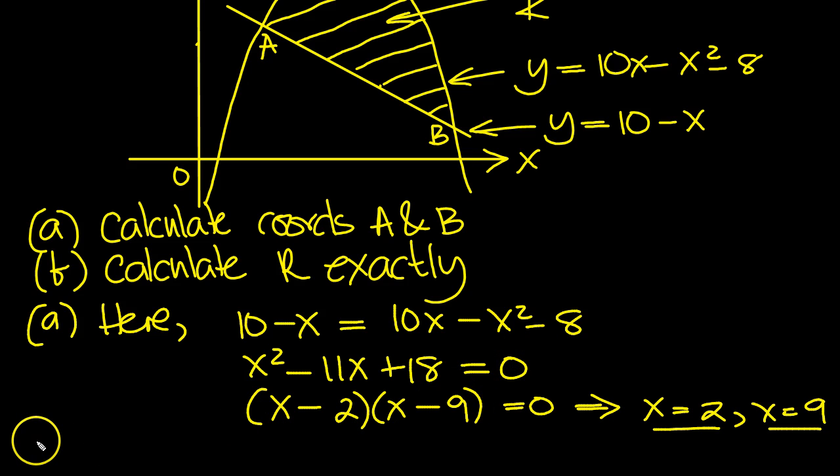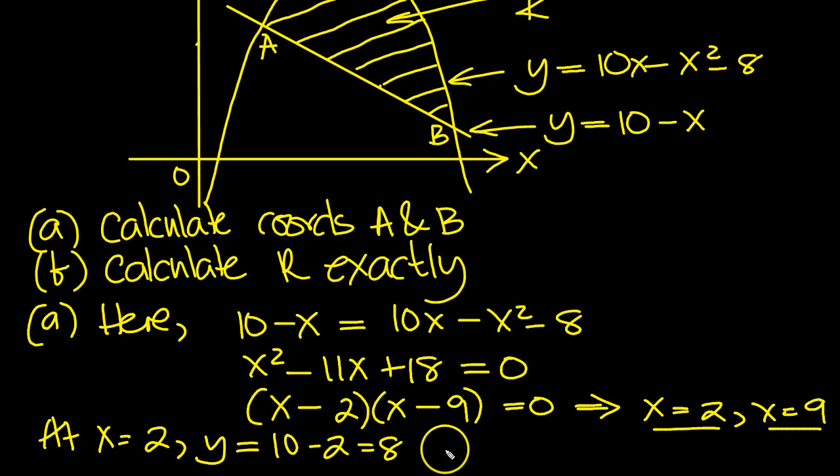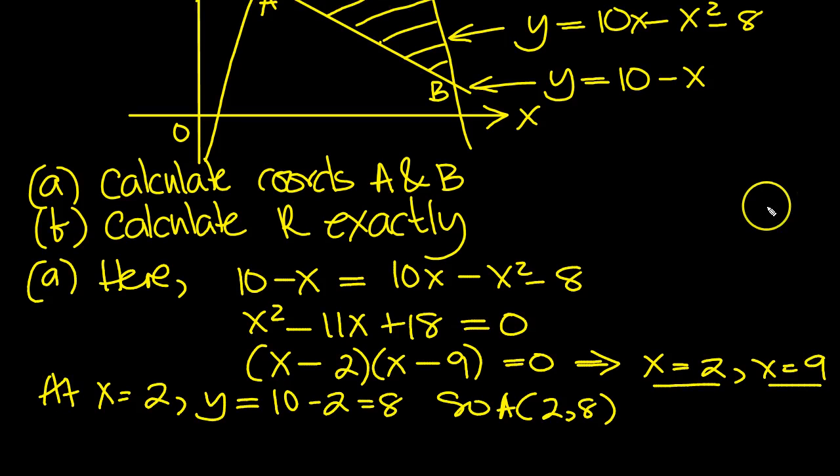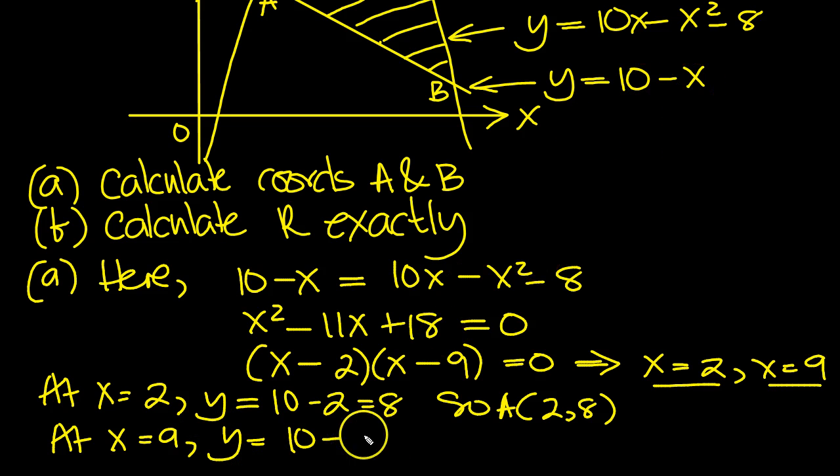At x equals 2, we can get y. y is equal to 10 minus 2, which is 8. So the coordinate of A is 2 and 8. And at x equals 9, similarly, y is equal to 10 minus 9, which is 1. So the coordinate of B will be 9 and 1. So there's our coordinates of A and B.